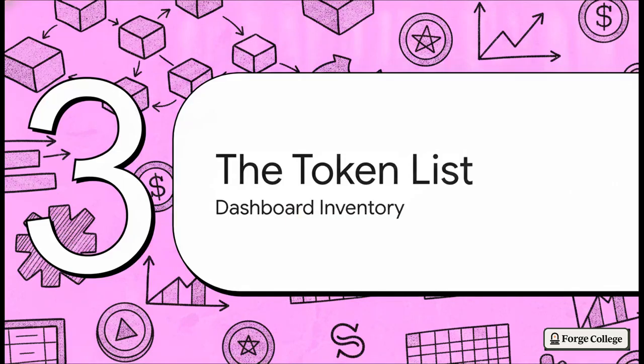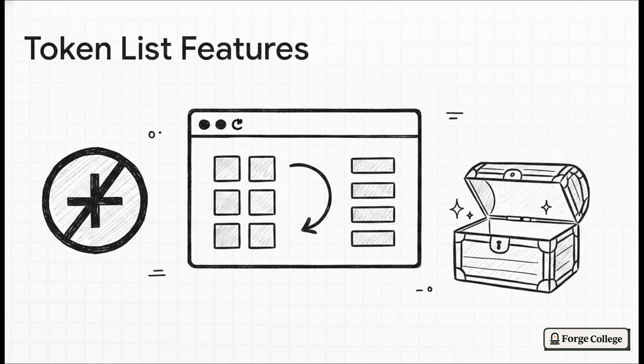Okay, part 3, the TokenList. This component has a lot of personality because it basically acts as your dashboard's inventory. We need a responsive card-based layout here. And notice this, we specifically pass balances as strings to avoid the terrifying, albeit sometimes humorous, surprises of JavaScript floating point math gone wrong.